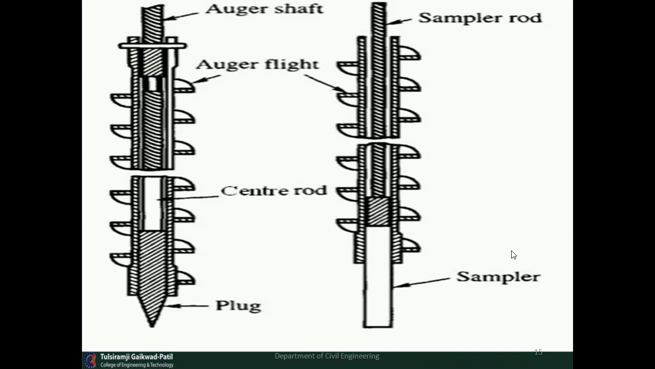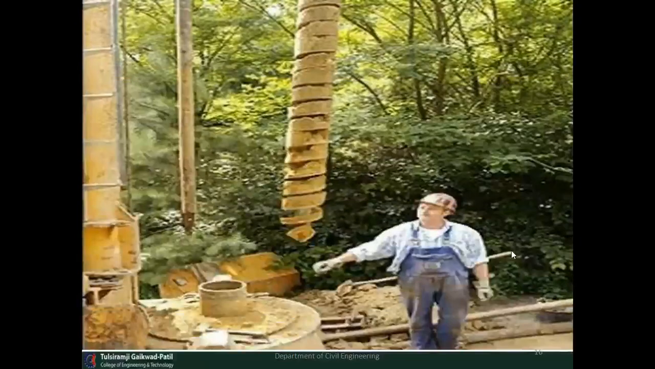In the second picture, you can see the sampler connector and sampler rod. In this picture, you can see a mechanical instrument which we use for boring holes. Normally, by using this type of mechanical instrument, it is easy to bore the holes and collect the sample.